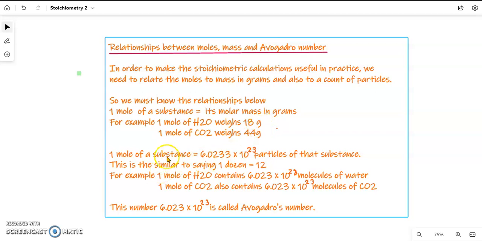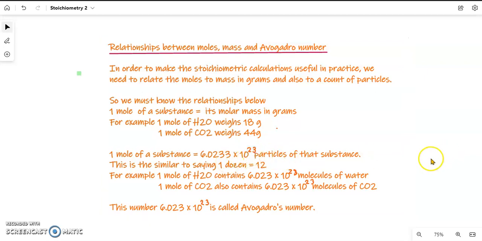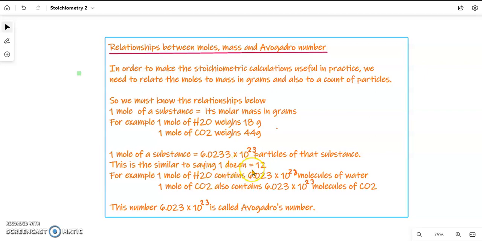However, we have another value which makes all of them equal, that is the count. That means 1 mole of a substance is equal to 6.023 into 10 raised to 23 particles of that substance. That is like saying 1 dozen is equal to 12. You can say 1 dozen apples, it's 12. 1 dozen oranges, it's 12. In the same way, 1 mole of apples is 6.023 into 10 raised to 23 apples.